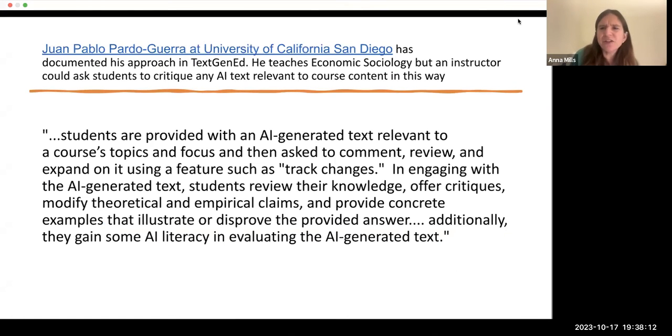And I'm going to share some examples of these approaches that have been tested by the contributors to the Writing Across the Curriculum Clearinghouse Text Gen Ed collection. So these are not just my brainstorms. For example, Juan Pablo Pardo Guerra at University of California, San Diego, gives students a chat session, AI-generated text, and asks them to comment on it, review it using track changes, and to critique it in that way.